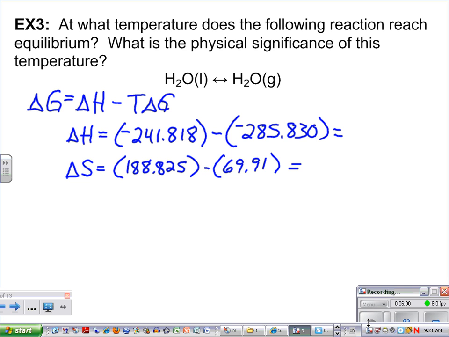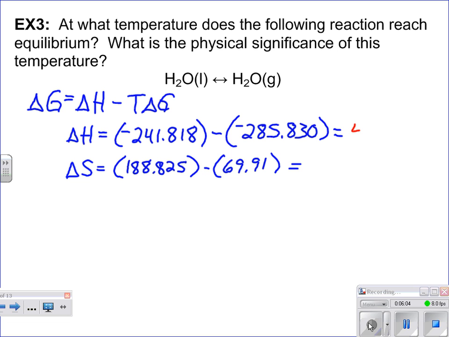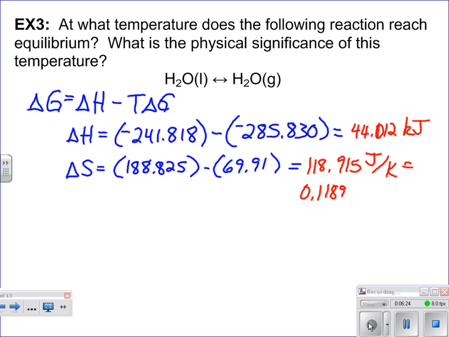Okay, so I used Big Mama and I tried to figure out my delta H, and I go through the math and I get 44.012 kilojoules. Do the same thing for my delta S, and when I calculate it I get 118.915. But it's in joules per Kelvin, so I need to make sure that I convert that, and it becomes 0.118915 kilojoules per Kelvin. So now that we have those values, we can go ahead and plug it in.